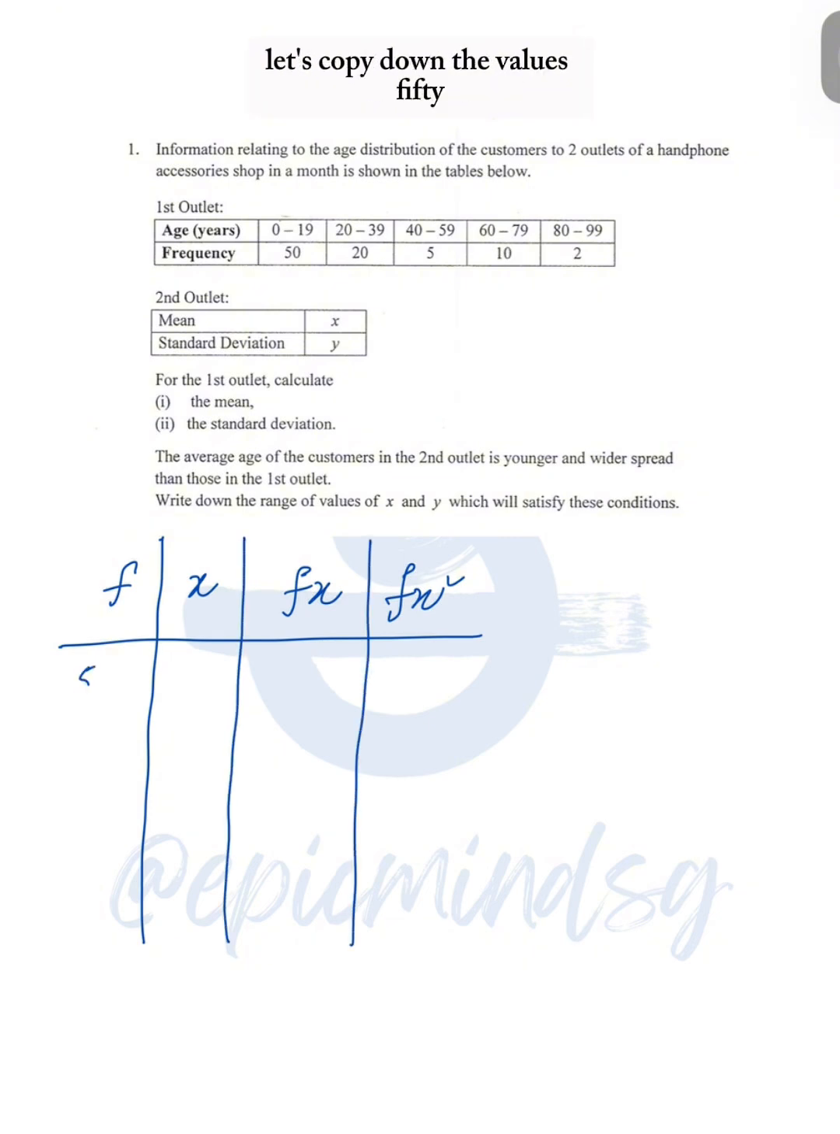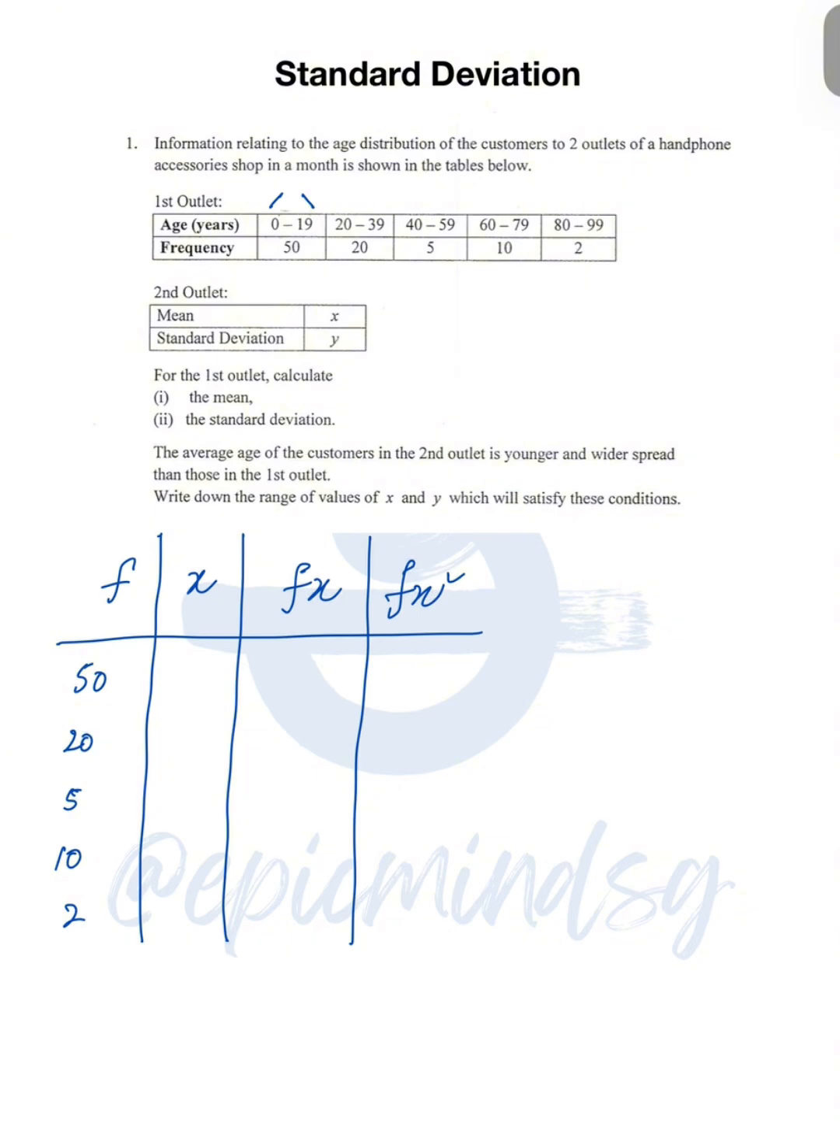So for f, let's copy down the values, 50, 2. Now what do we choose for x? What we need to do is take 0 plus 19, and then divide this by 2. So if we can go ahead and use our calculator, and then do the same for all the remaining values.